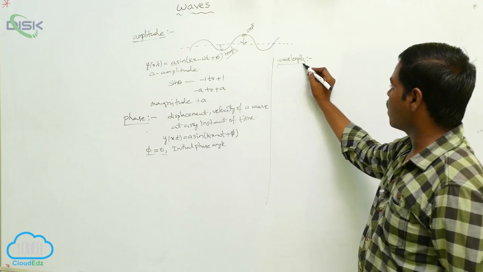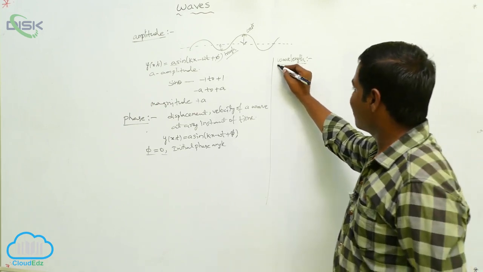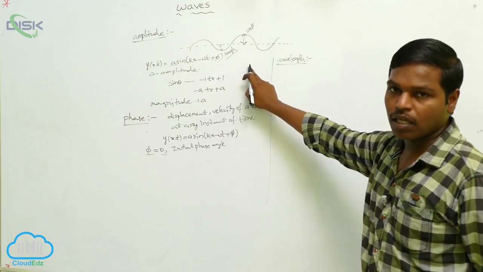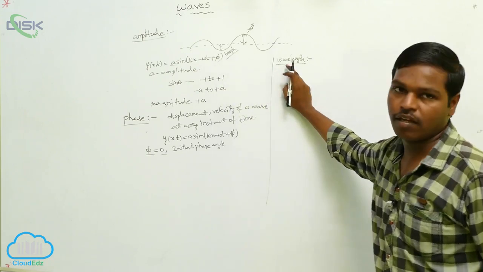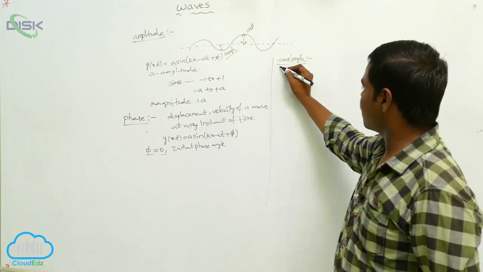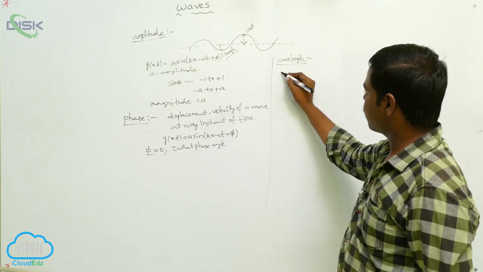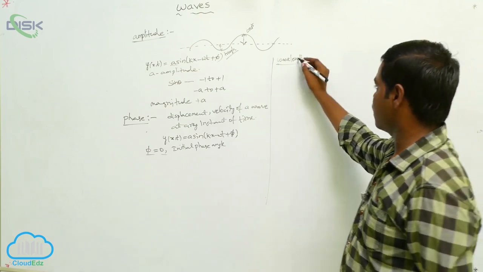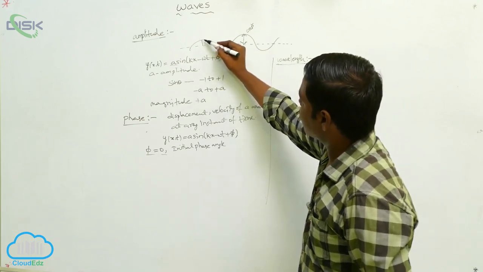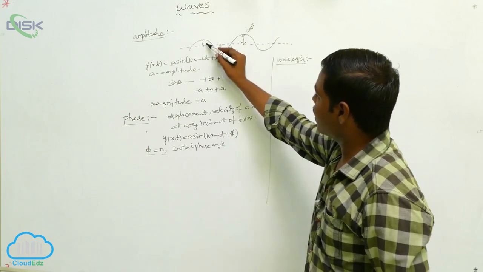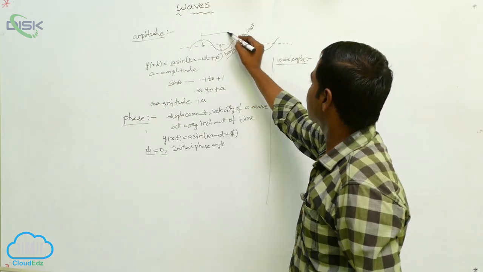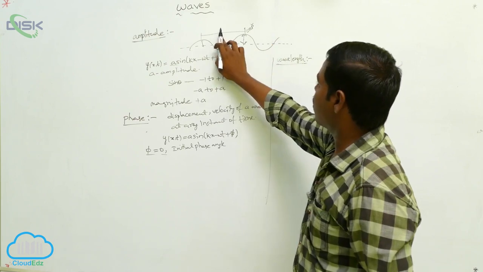Now wavelength is the distance between two successive crests, or the distance between two successive troughs. Or wavelength means the distance between points of the wave with the same phase. For example, if this is one crest and this is the next crest, then the distance from this crest to this crest is called the wavelength.